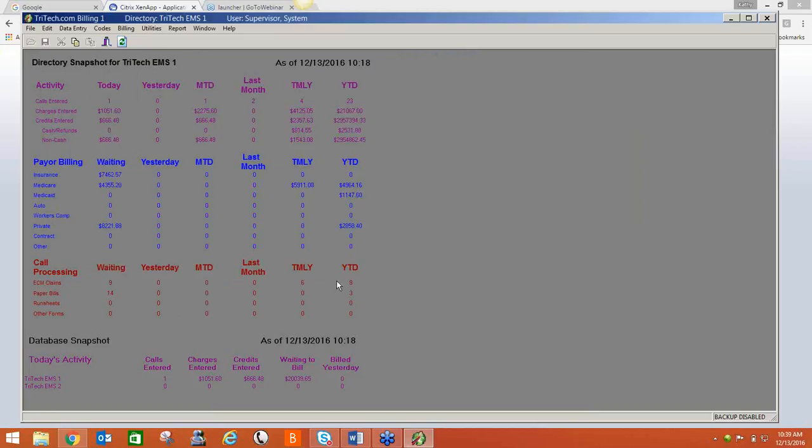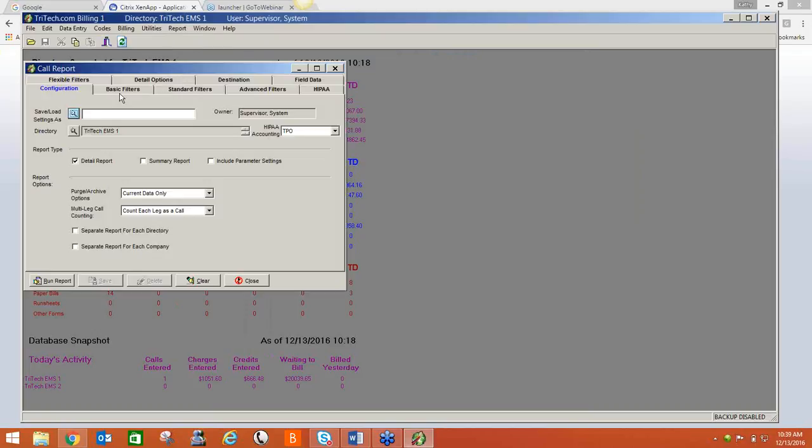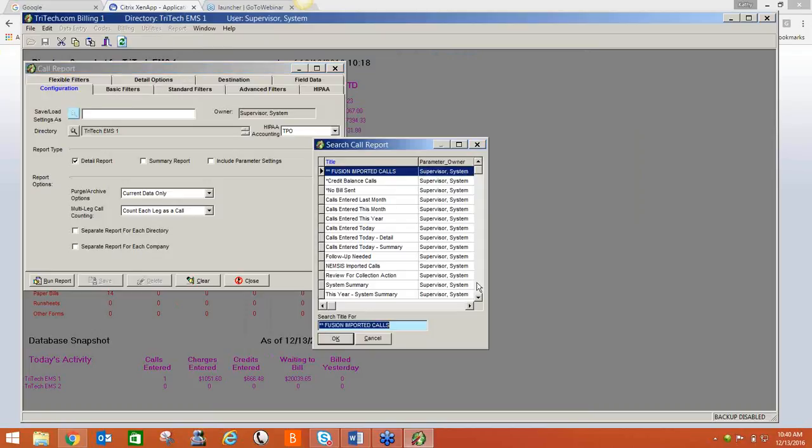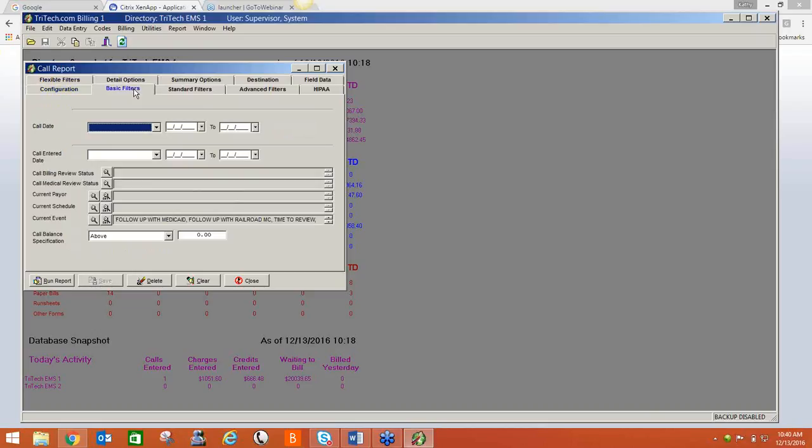Another pretty critical report that not only would you run at the end of the year, but I'm guessing most of you would be running throughout the year, would be a follow-up or a review type report. So I have a report set up. It's called Follow-up Needed. I have it set as both a detail and a summary type report. On my basic filters tab, you'll notice I'm running this report wide open. I don't have any call dates on it. I also am looking at a call balance that would be above 0.